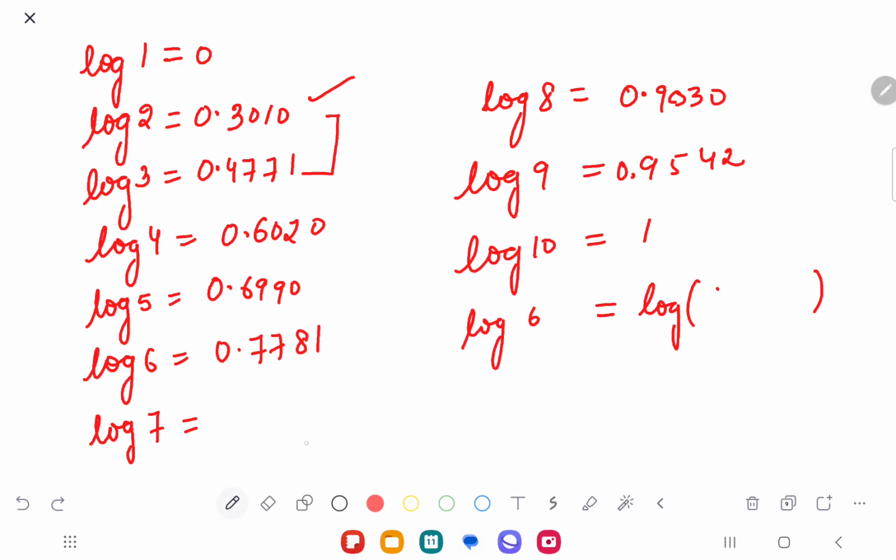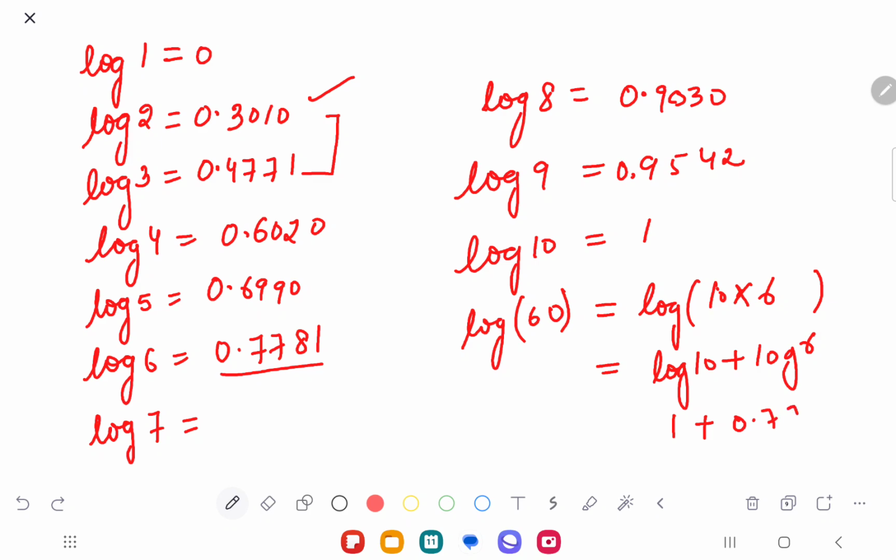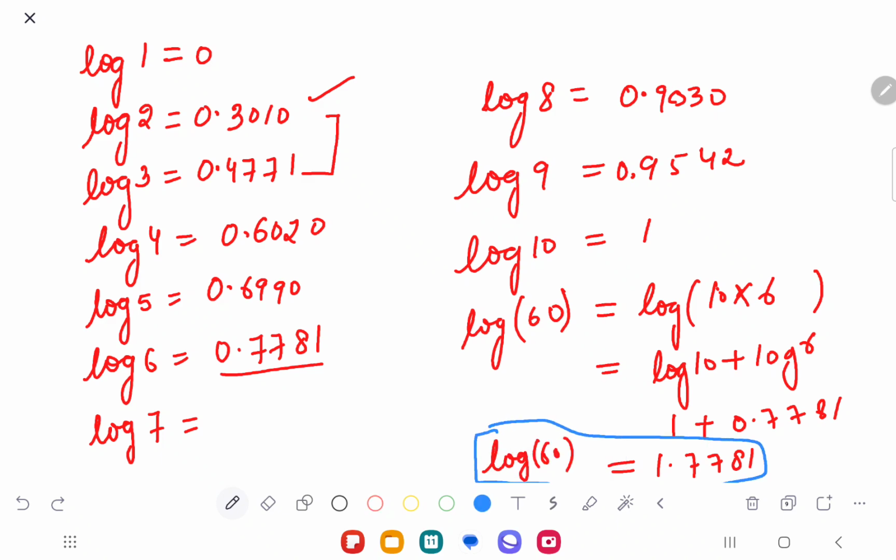Let's make it log 60. What shall be log 60? Log of 10 times 6, which becomes log 10 plus log 6. I know the value of log 10, and log 6 I know as 0.7781. So my answer shall be 1.7781. Are you understanding how to modify the terms? 90% of the terms you will be able to express in some numbers, and when you know the values, you can easily calculate.